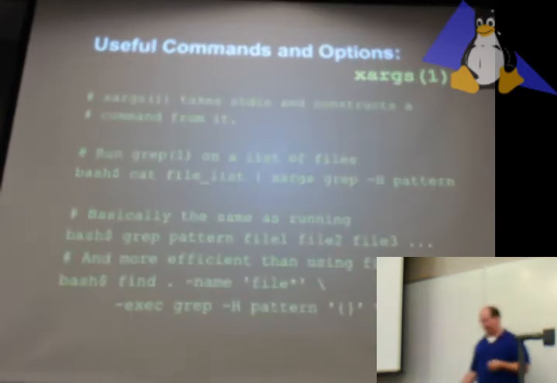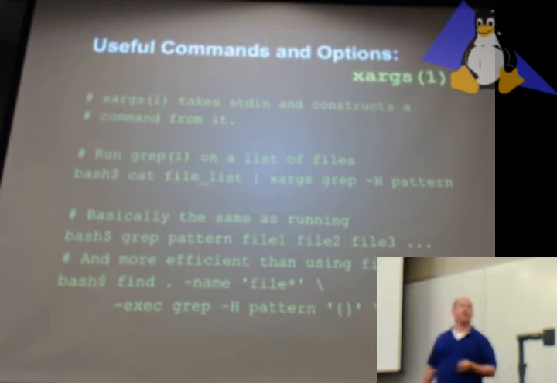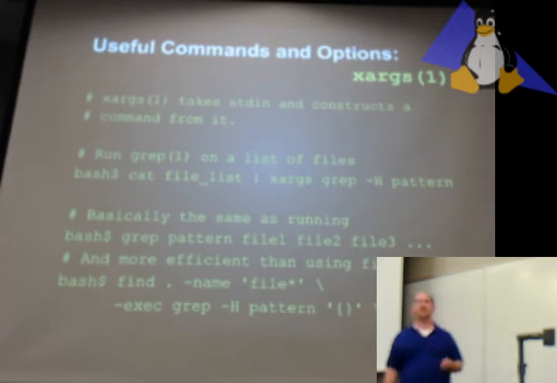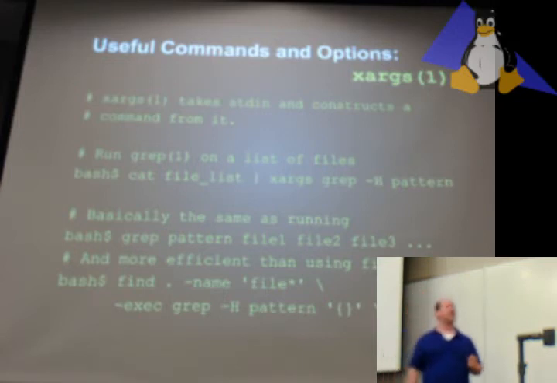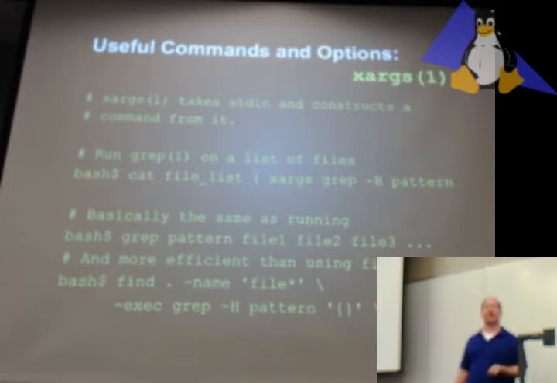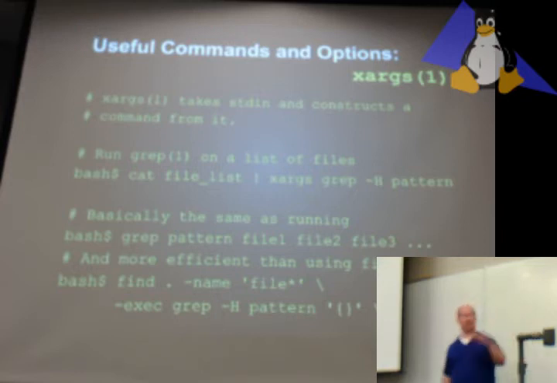All right. The next one up on our hit list, and this is the last command before we get into the bash specific stuff itself, is xargs. Xargs takes a stream from standard in and constructs a command from it. So, for example, cat a list of files and pipe it to xargs grep -H pattern, and it will grep for that pattern in all of the files listed in that file. The -H argument to grep makes sure to prepend the file name to whatever it finds.